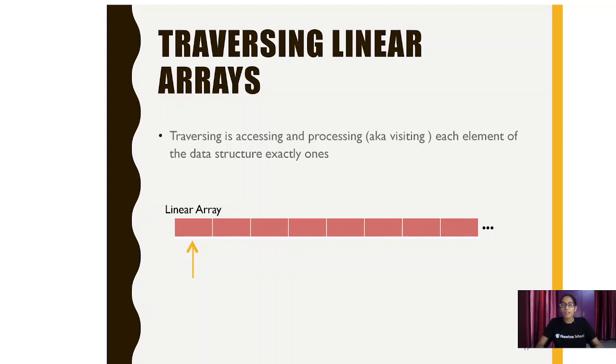In most high-level languages, it is necessary to create a variable that will track the position of the element currently being accessed. So we access and process each element of the data exactly once. Here you can see the linear array is created up to the blocks, and each position is assigned and processed exactly once.